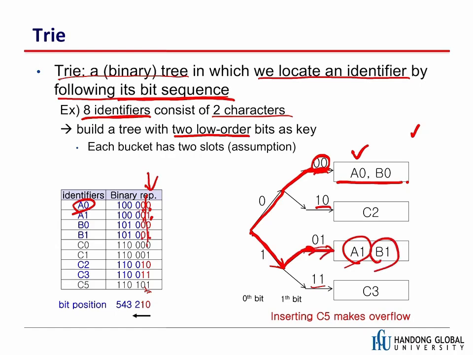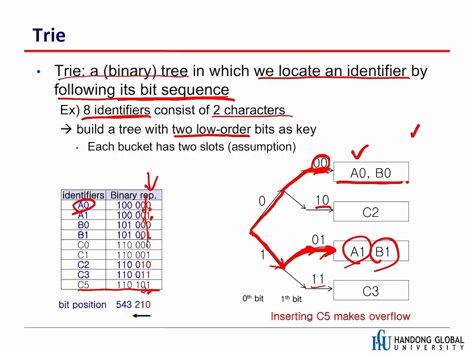Good. Now we insert c5 here. So c5 is here, and the first digit is 1. And the second one is a 0. So it goes to this bucket. Oh, now we have an overflow problem. Then what should we do?